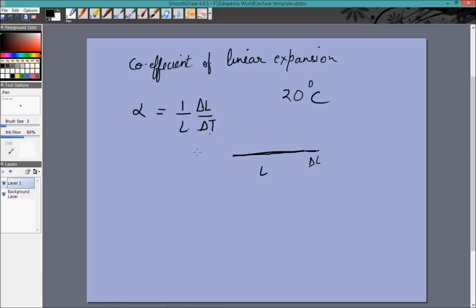Right? Now an important thing to note in this definition is that temperature itself never comes into the question. It is always a change in temperature. It is always delta T. So because of the fact that it is always a change between two temperatures, you can either use centigrade and Kelvin. It won't make any difference.